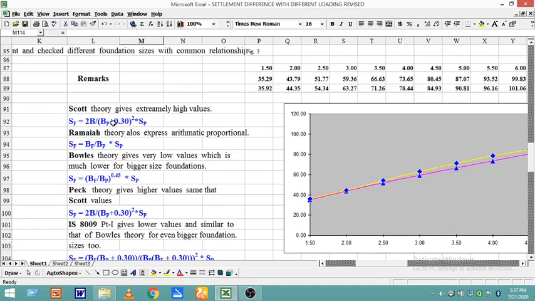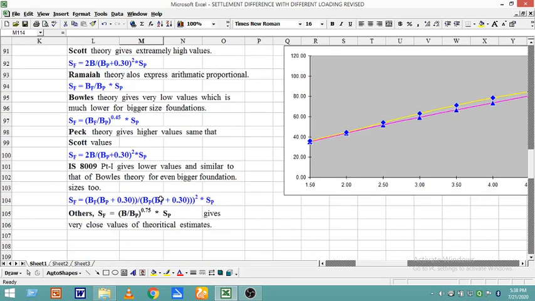In the other equations, Scott gives an extremely high value. Ramaya's theory also expresses arithmetic proportionality. Bowles theory gives very low values, much lower for bigger foundations, and Peck gives much higher values like Scott. IS 8009 Part 1 gives very poor, lower values, like Bowles theory. This equation gives a very close relationship with the theoretical estimate.